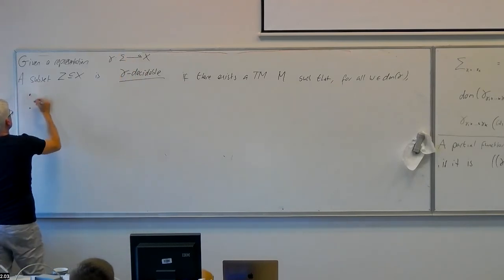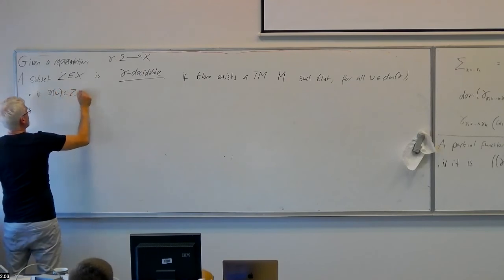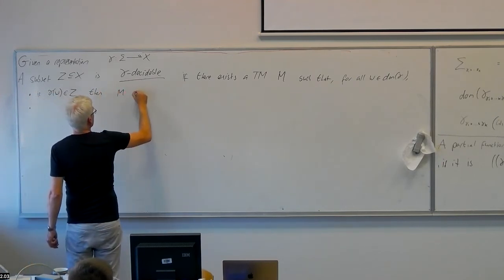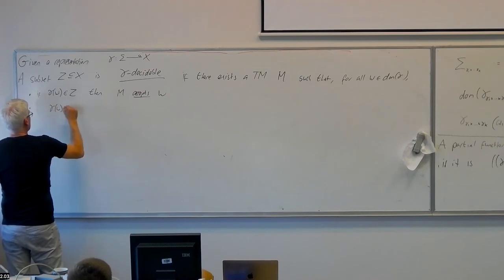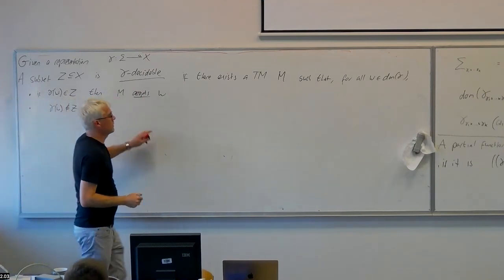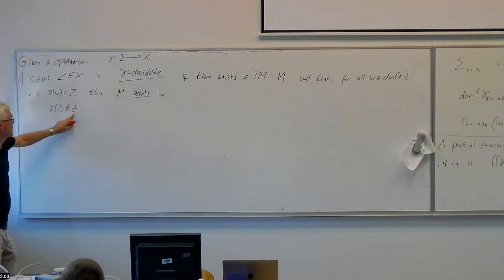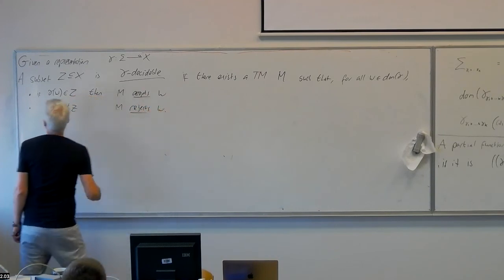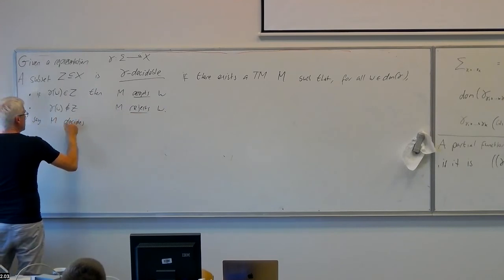two properties hold. If W is a name for an element of Z, then M accepts W, and if W is a name for some element of X, because it's in the domain of the representation, but it's a name for an element not in Z, then M rejects W. We say that M decides Z.